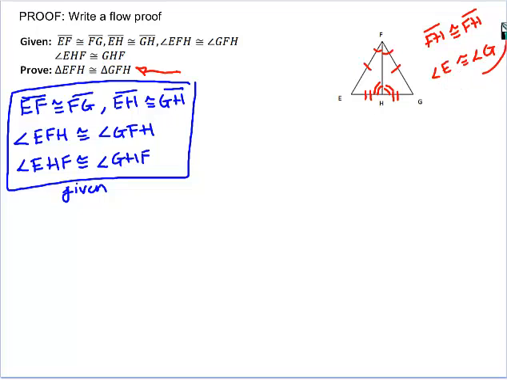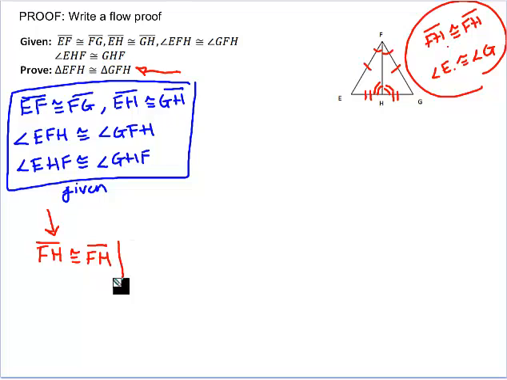So that's where we are going. Once we show those two things, we can say that the two triangles are congruent. So then we start working on that. From the given, we can also say that FH is congruent to FH. We'll put a box around that, and right below that box, we are going to write down that that is reflexive.